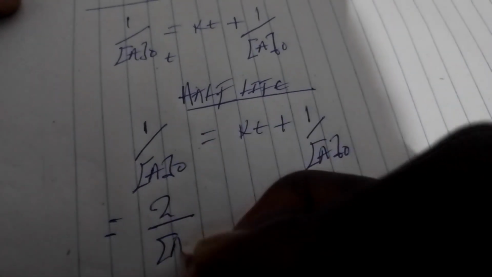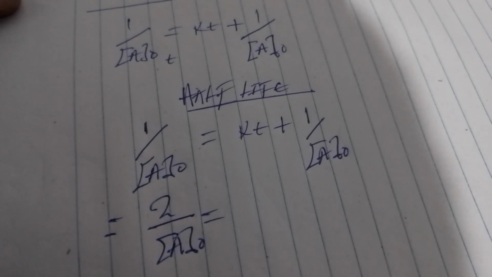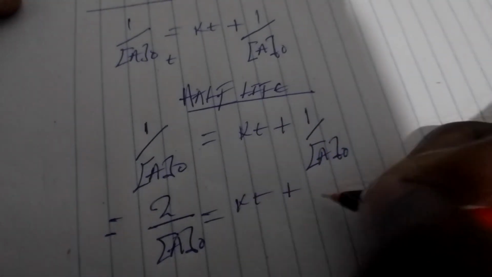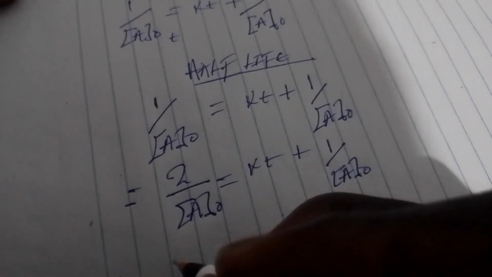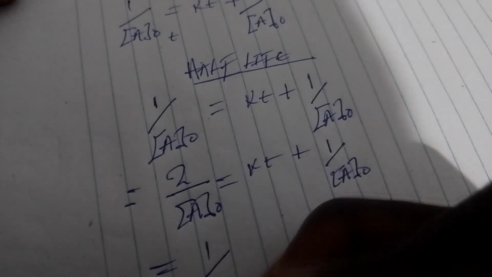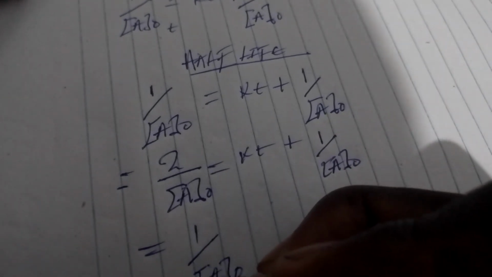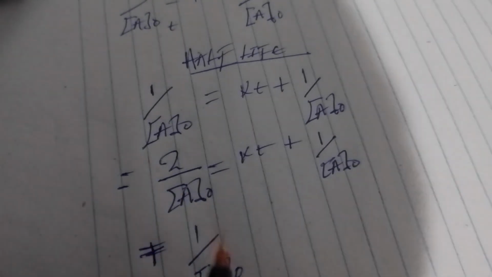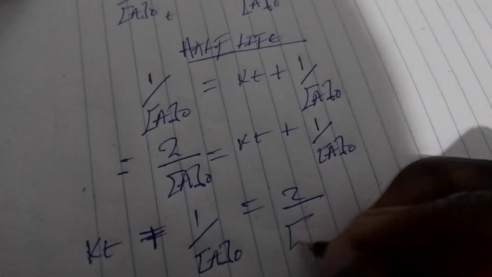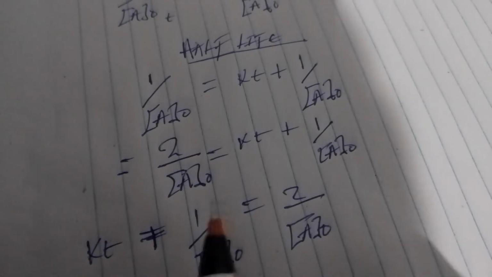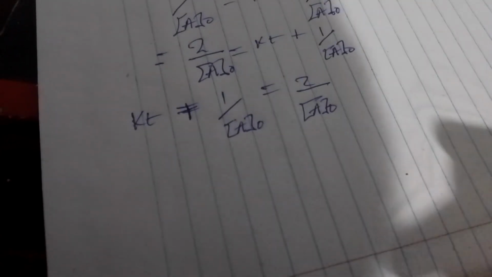So what I'm going to do, we're going to just multiply by 2, which means the upper part, and in this case this turns into 2 over initial concentration is equal to kt plus 1 over initial concentration, of which if you try to rearrange them, we're going to have 1 over initial concentration plus kt is equal to 2 over initial concentration. Okay? Step by step, that's the second order reaction.